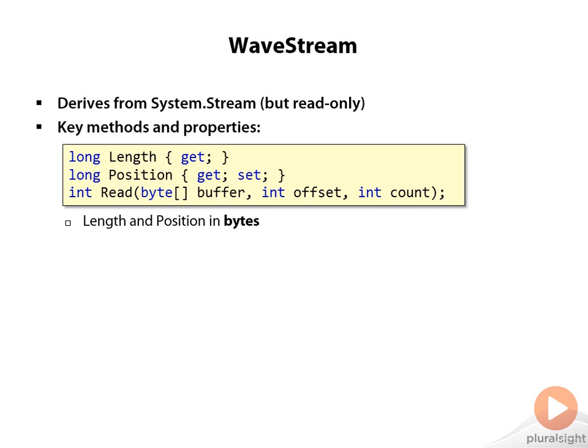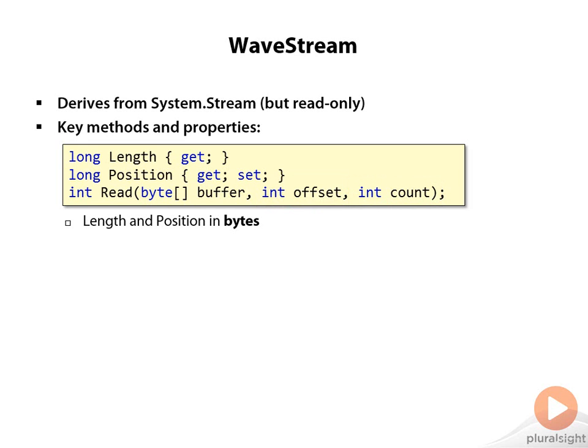Then there's the Read method, and this really is one of the most important methods on all signal chain components. This is where we get audio out from the signal chain component. And it works just the same as the Read method that you're already familiar with from the .NET framework. You pass in a buffer that you would like the audio to be written into. You tell it the offset within that buffer that you want the audio to be written to. This will almost always be 0. And finally, you tell it the number of bytes that you would like to be written into your buffer.